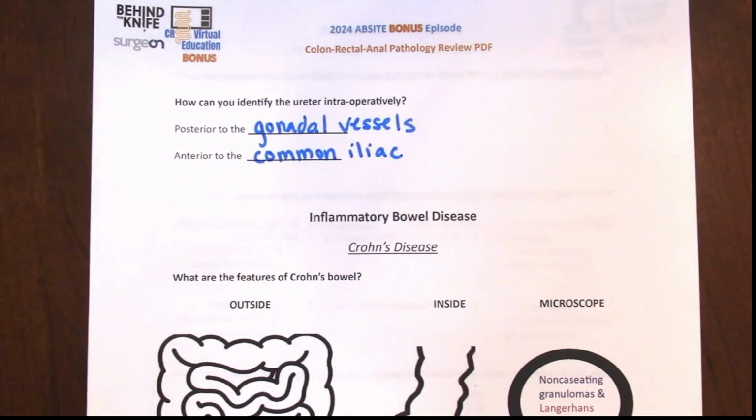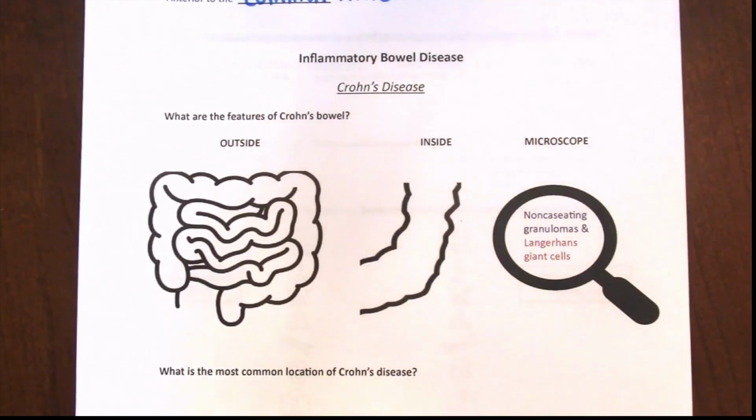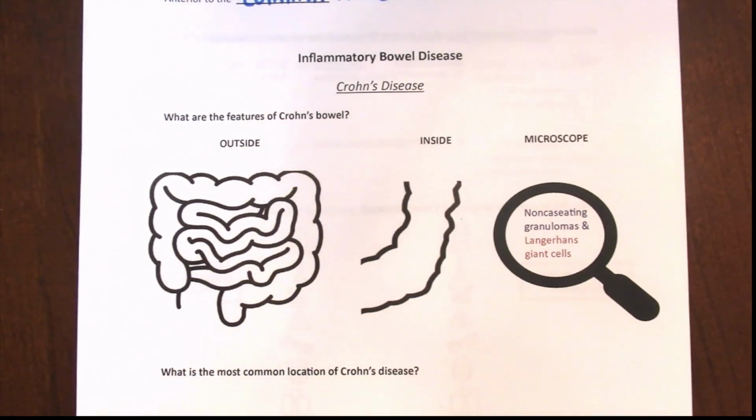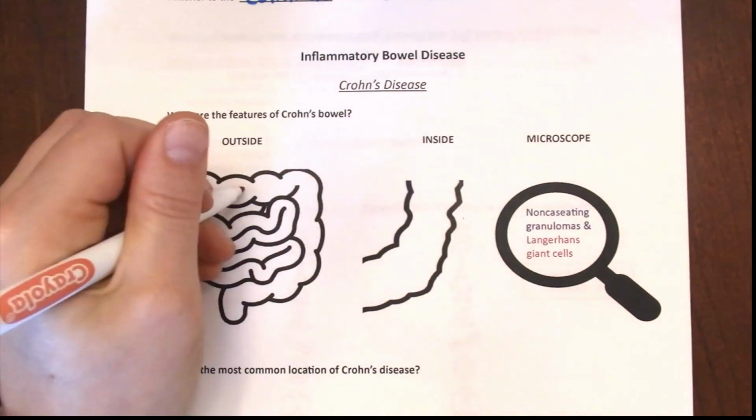All right, next we'll switch over to inflammatory bowel disease. First, we'll be discussing Crohn's disease. So, Lauren, what are the features of Crohn's disease bowel? So I like to think about this in a few different parts. When you look at the bowel on the outside, Crohn's disease usually has skip lesions, and that's scattered portions of diseased bowel.